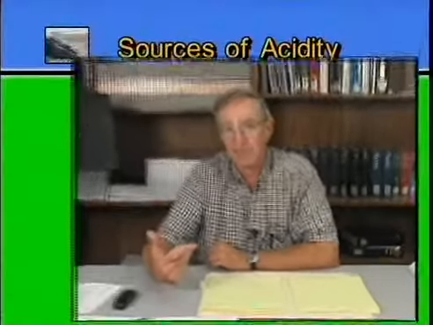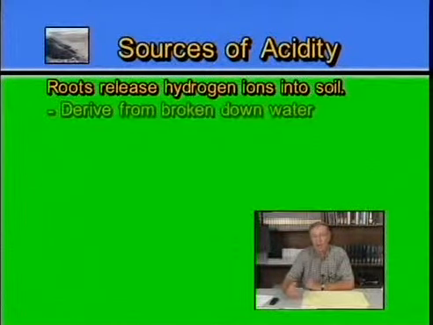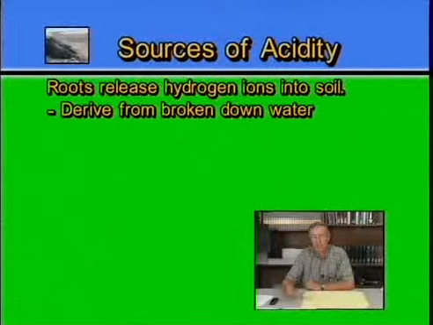Some of the sources of acidity to the soil are as follows. One source is the fact that when roots of plants growing in that soil are taking up and absorbing nutrients, in many cases they are releasing hydrogen ions from their roots back into the soil. This release of hydrogen ions directly contributes to the acidity of that soil. These hydrogen ions are derived from the water that is being broken down as a part of the photosynthesis process in the plant.